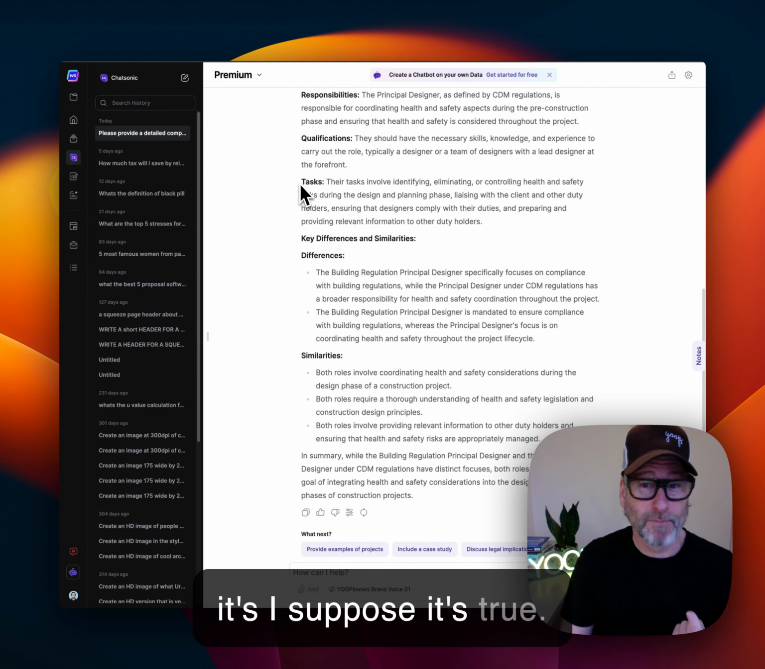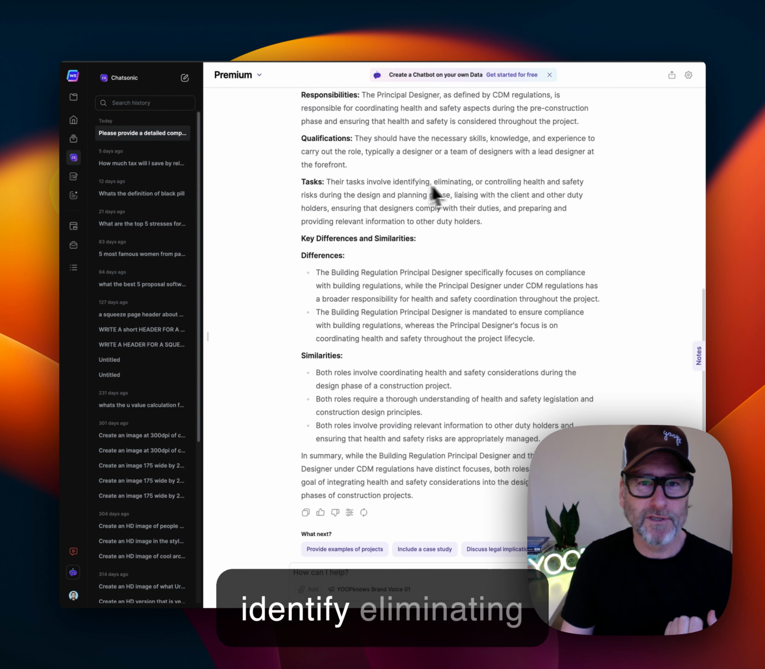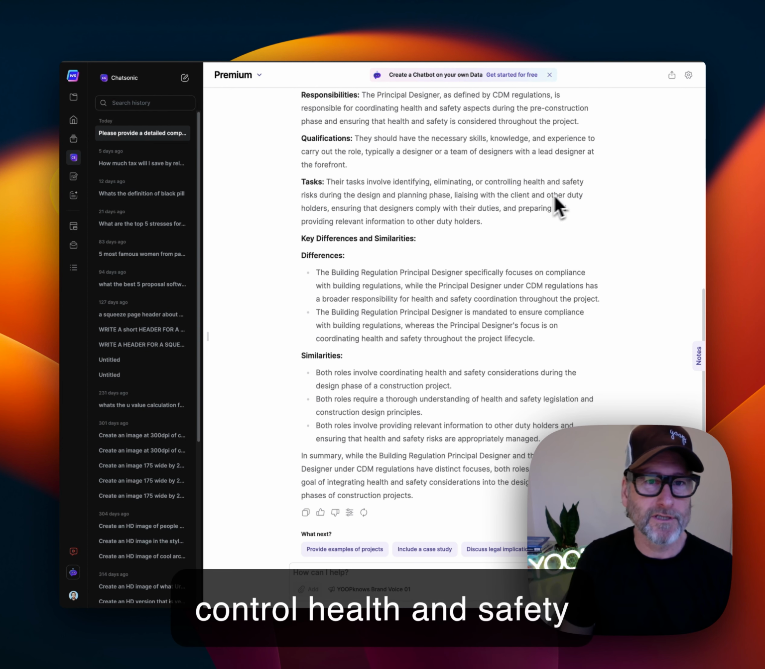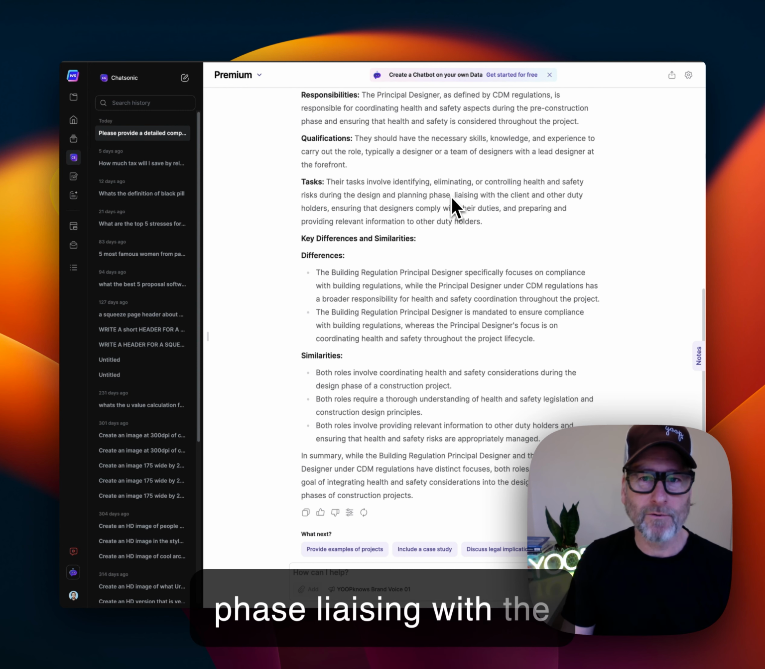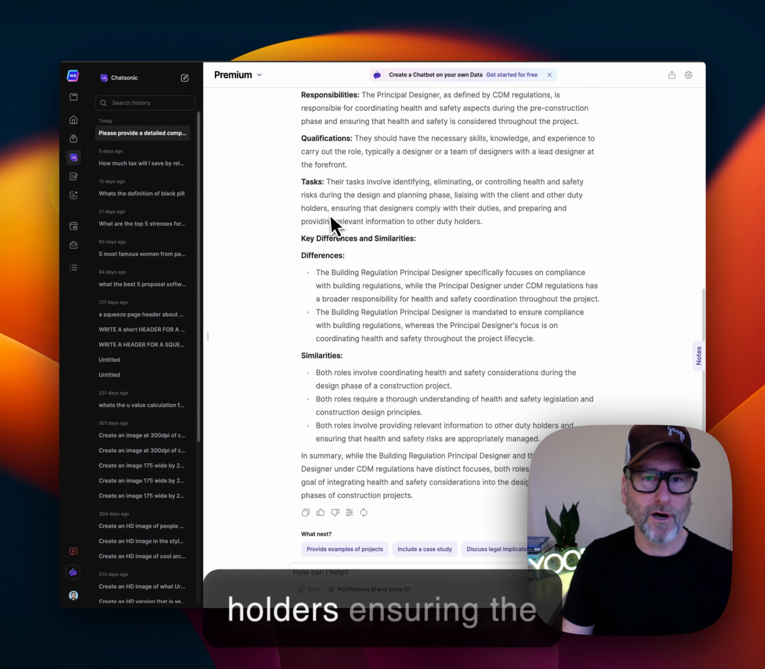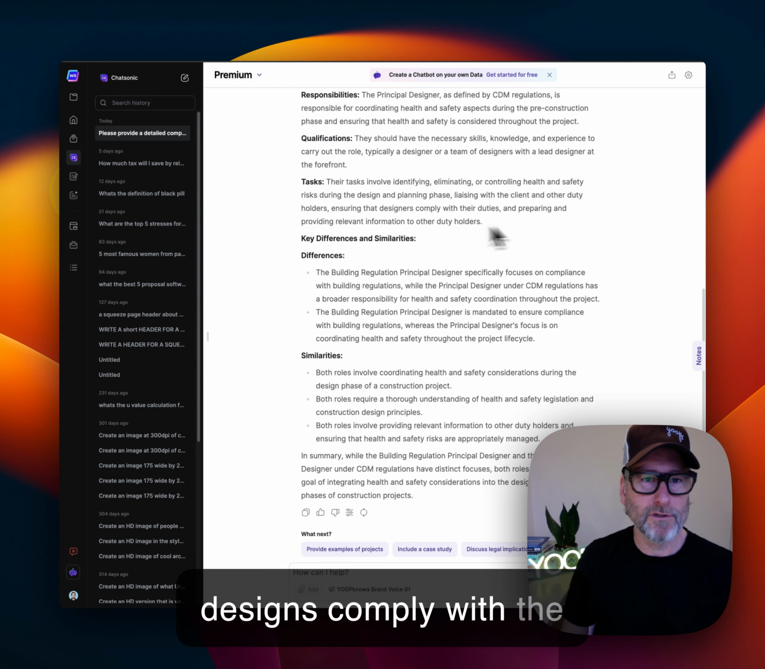But I suppose it's true. The task involves identifying, eliminating, and controlling health and safety risks during the design and planning phase, liaising with the client and other duty holders, and ensuring the designs comply with the duties, etc.